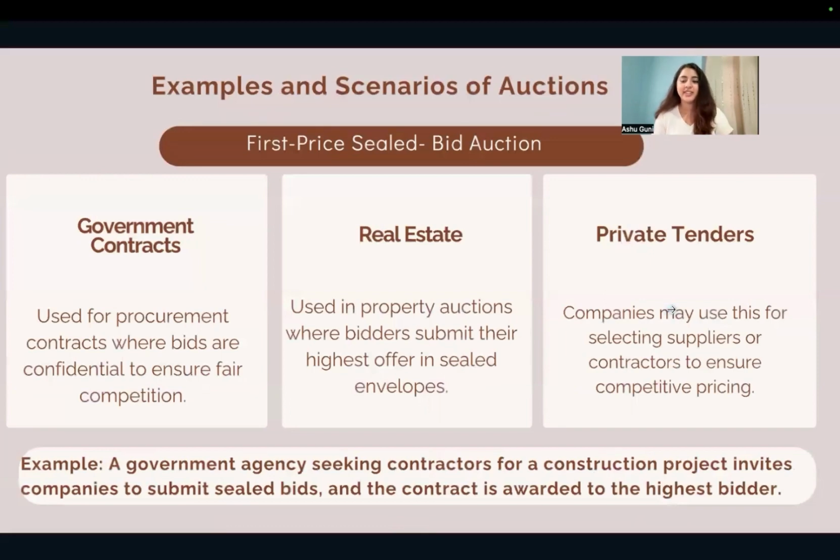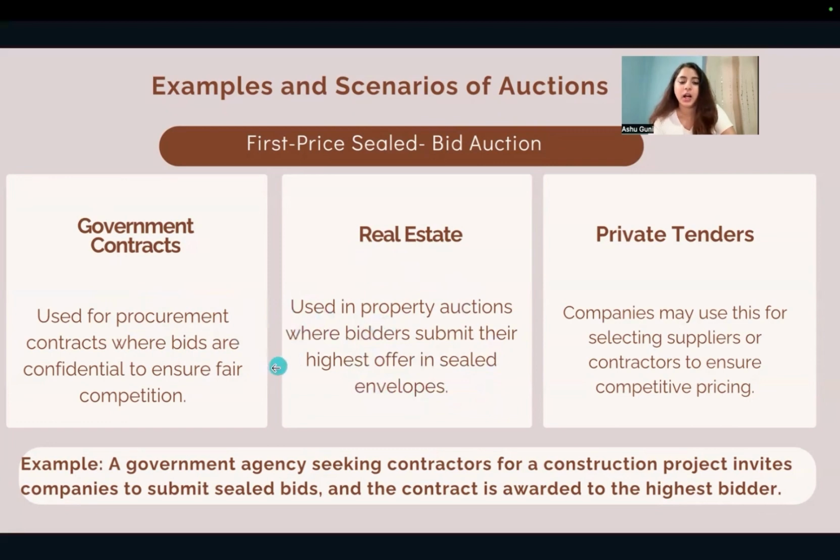Now let's move to the examples and scenarios in which these auctions function. So first price sealed bid auction is used more in government contracts, real estate, and private tenders. In government contracts, it is used for procurement contracts where bids are confidential to ensure fair competition. In real estate, it is used in property auctions where bidders submit their highest offer in sealed envelopes.